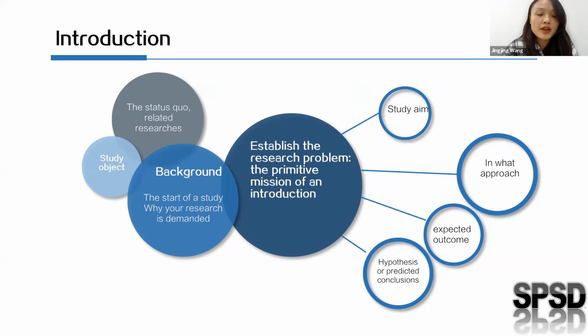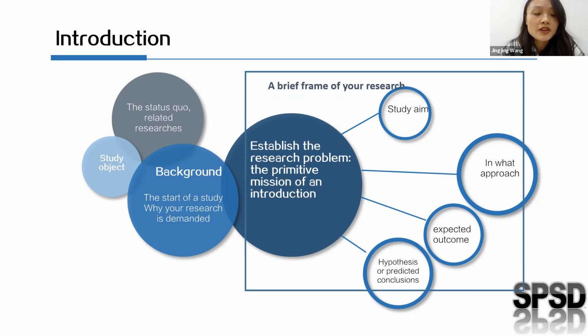Centered on the problem and your aim, more information about your research is needed, targeted at your research problem. In what approach will you do this? And what is the expected outcome after using the method? What to conclude from the results? All this, the right part of the figure, constitutes a brief frame of your whole research. So this part can be viewed as a preview of the whole paper. Then readers will have a clear mind about what you will do in the following part.